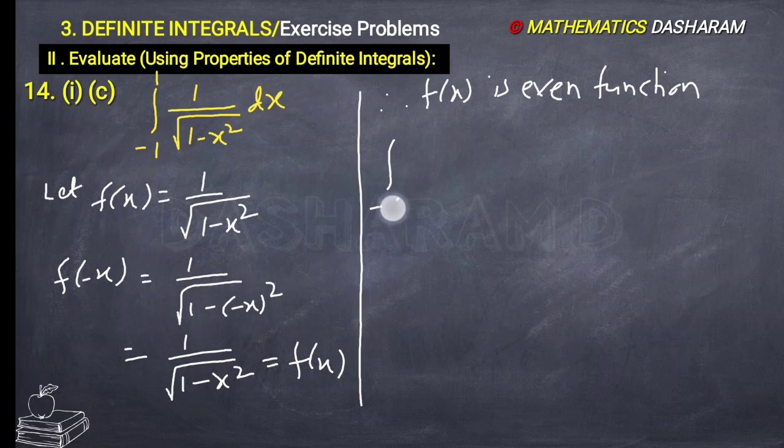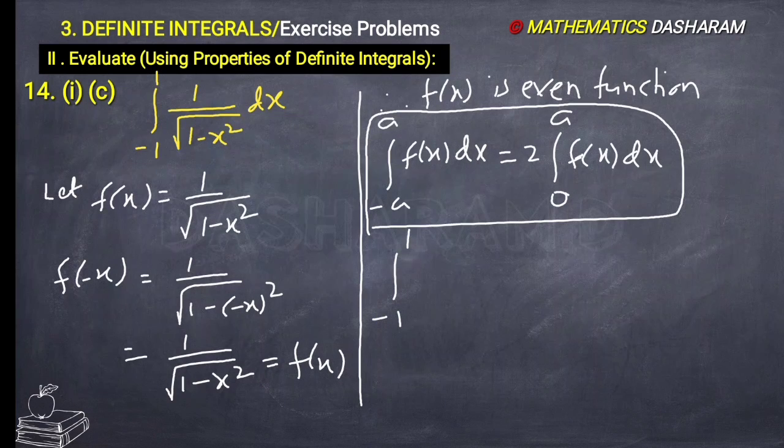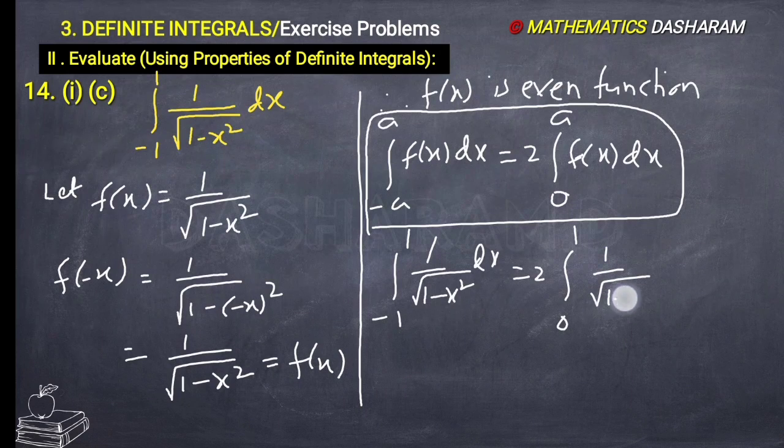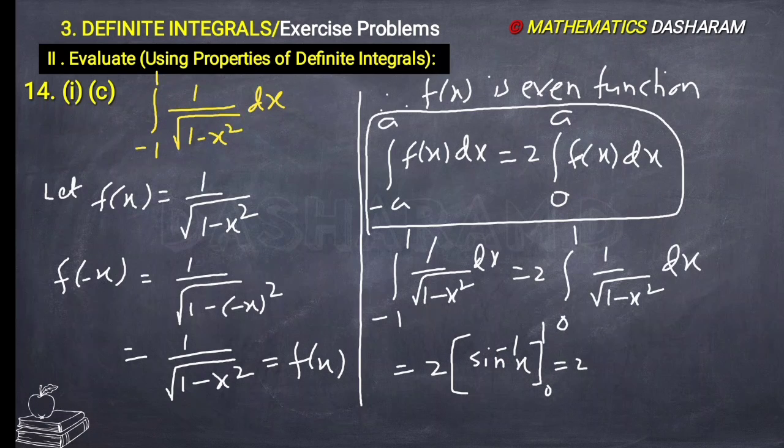So then the suitable formula, minus a to a of f of x dx equals. Using this formula, the answer is integration from minus 1 to 1 equals 2 into integration 0 to 1 of 1 by under root 1 minus x square dx. It is equal to 2 into, integration of 1 by under root 1 minus x square is sine inverse x, from 0 to 1. Next substitute the limits: 2 into sine inverse 1 minus sine inverse 0.